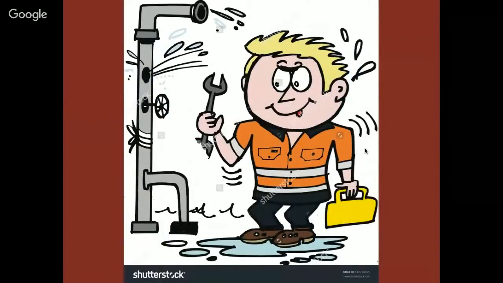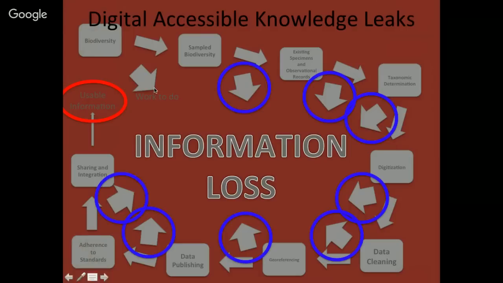So I'd really like you to think of this as a pipe bringing water, maybe to your house. You can see this poor guy is only getting drops of water out of his shower because he's got leaks here and there all through his system. So we can think about digital accessible knowledge as a pipeline that has leaks.